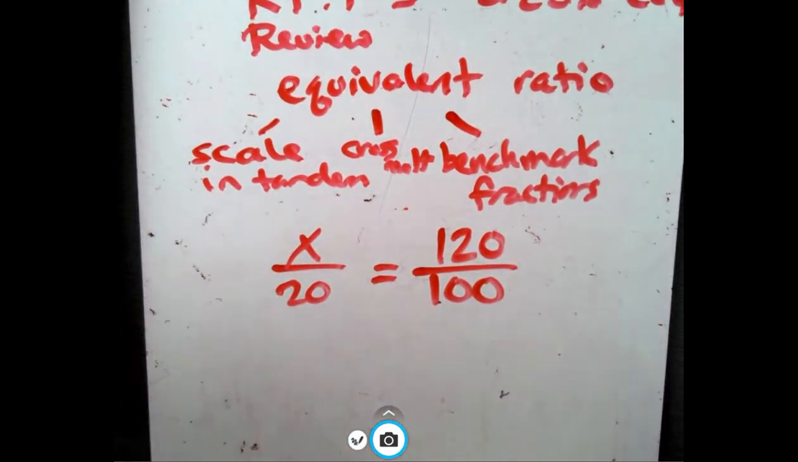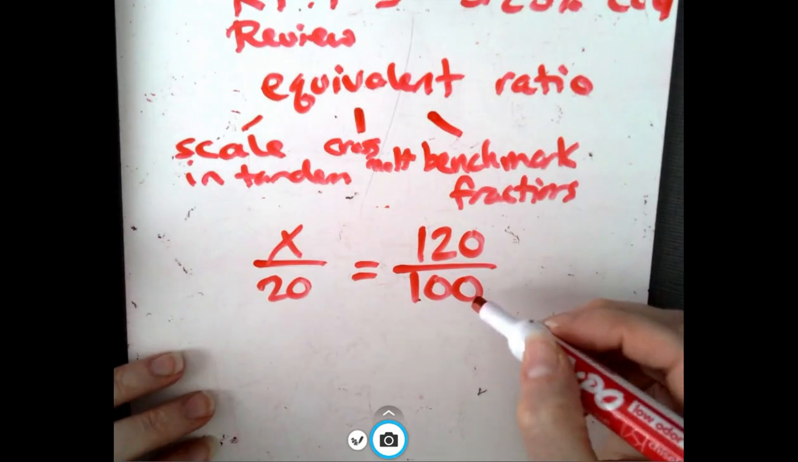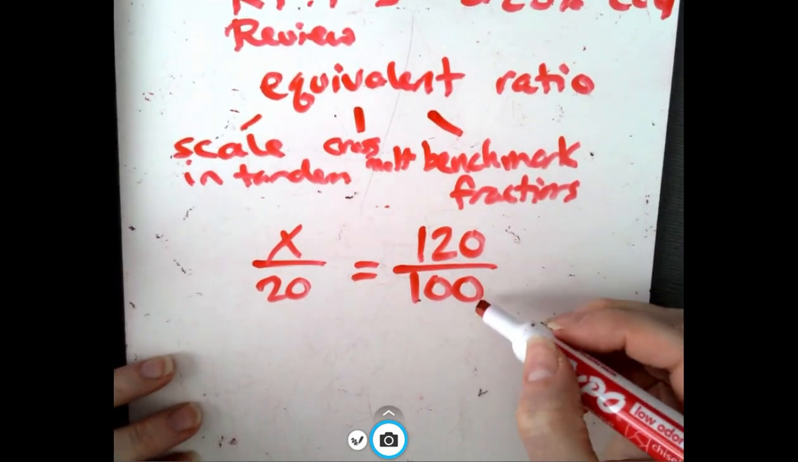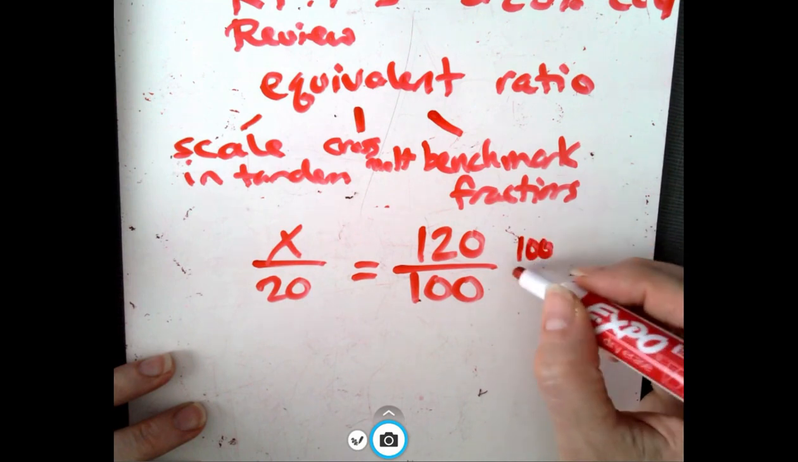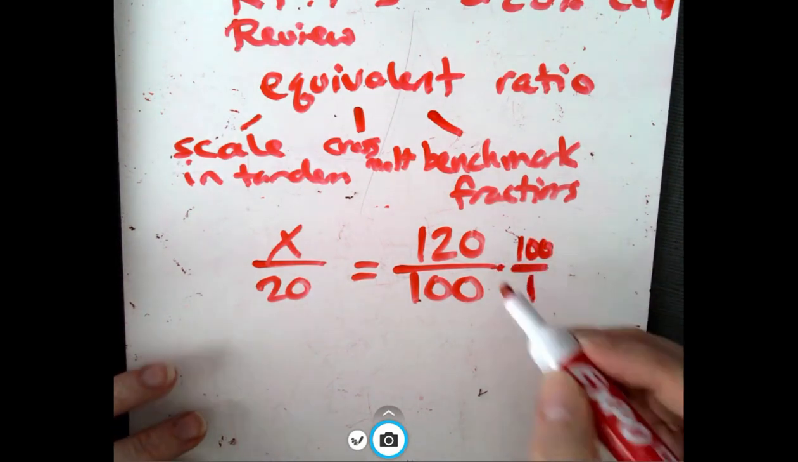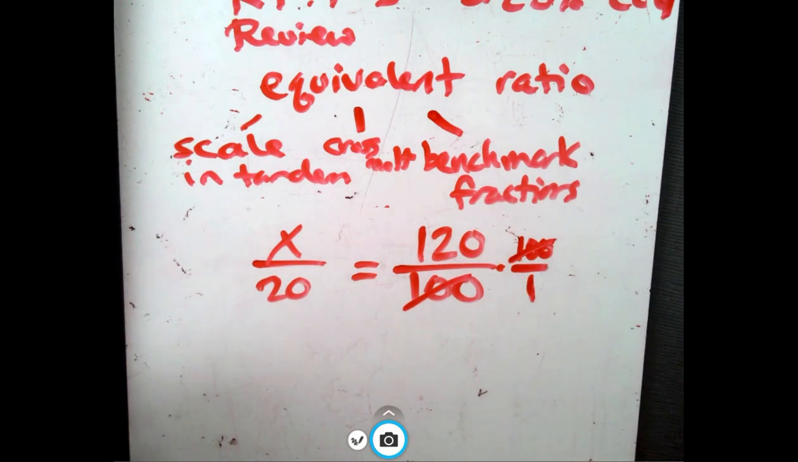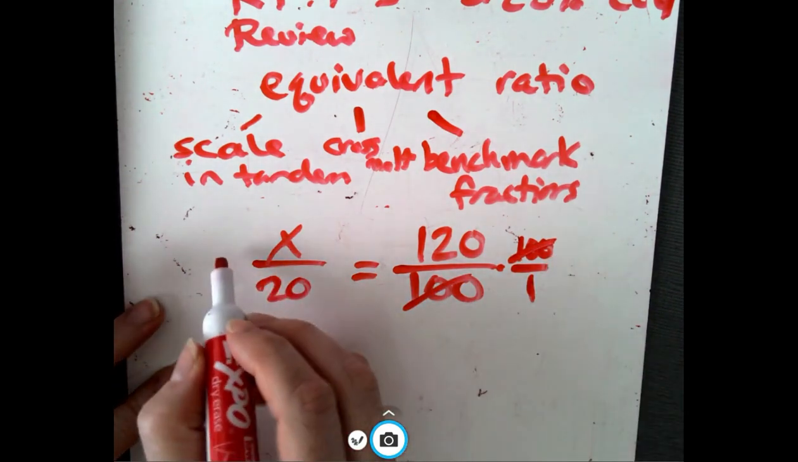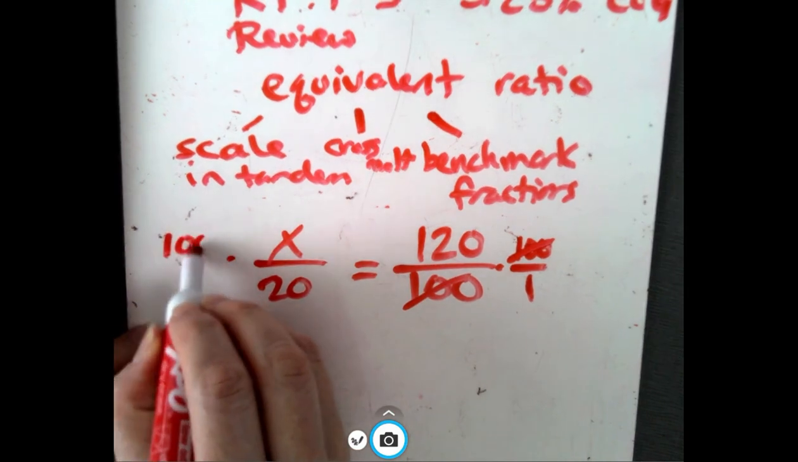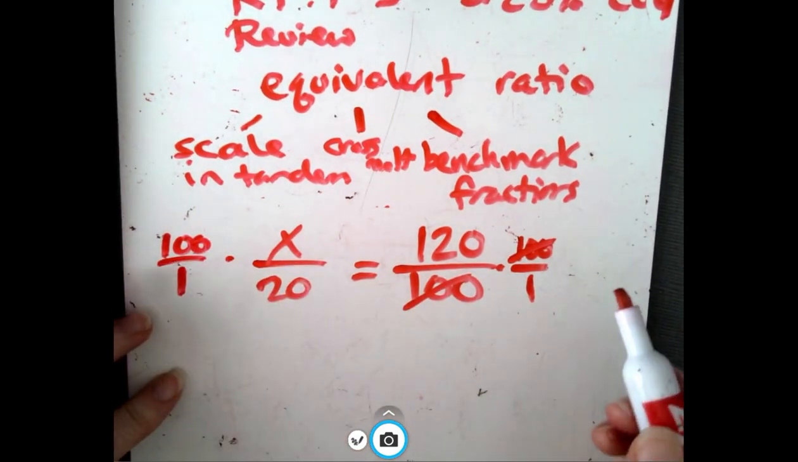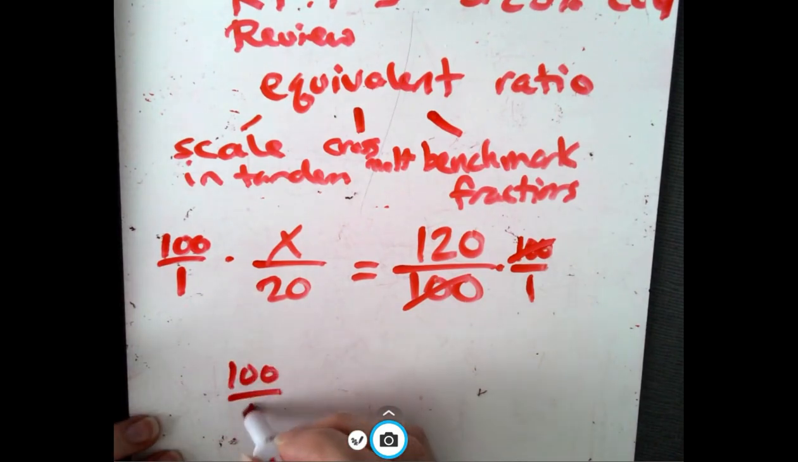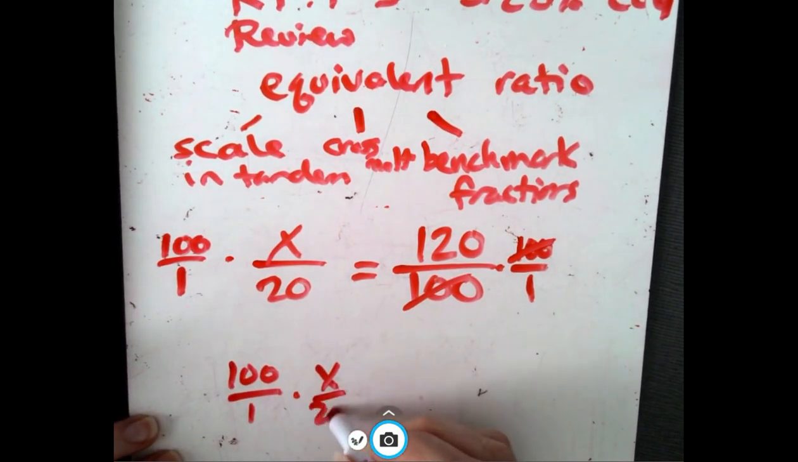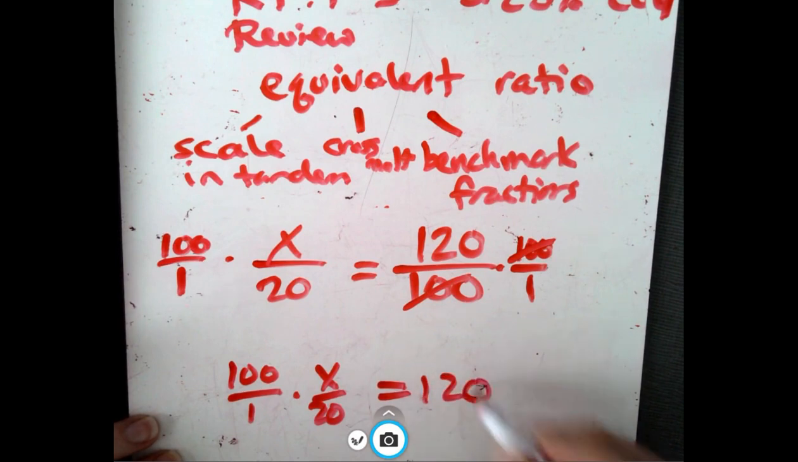So think about how we deal with equations. If I want to get rid of the division of 100, I need to multiply this side by 100. So I'm doing that to get rid of that 100 because I want to get rid of everything in the denominator. Now, if I do it to this side, I also have to do it to this side. Okay. So go ahead and simplify that step. I've got 100 over 1 times x over 20 equals 120.